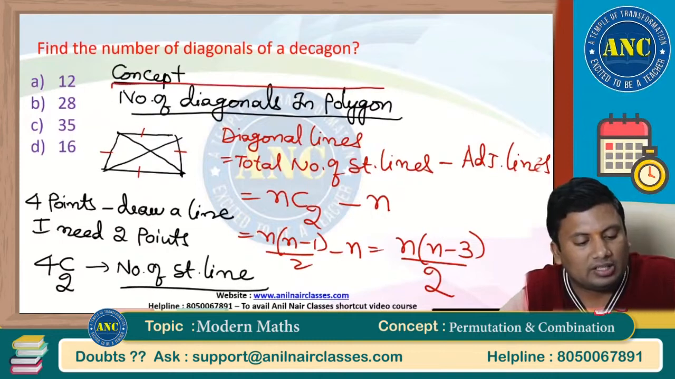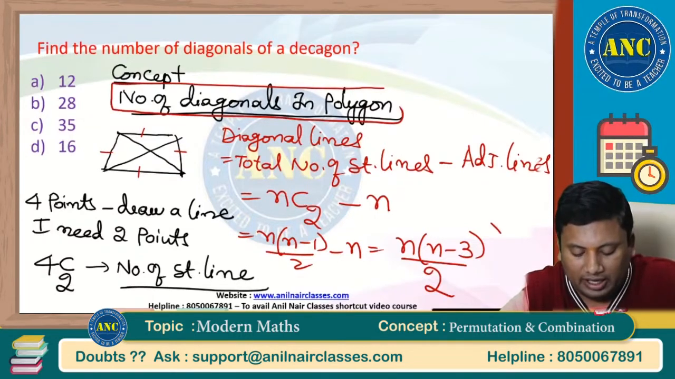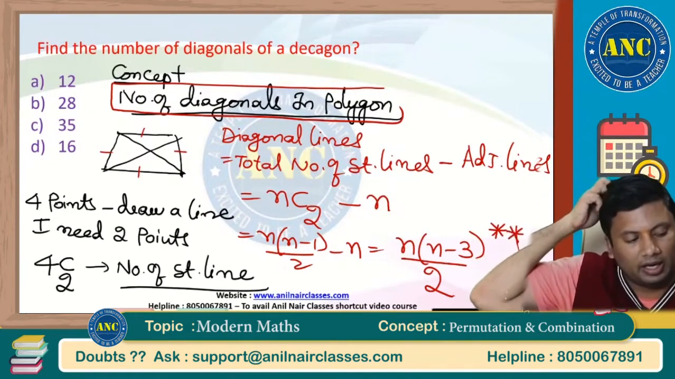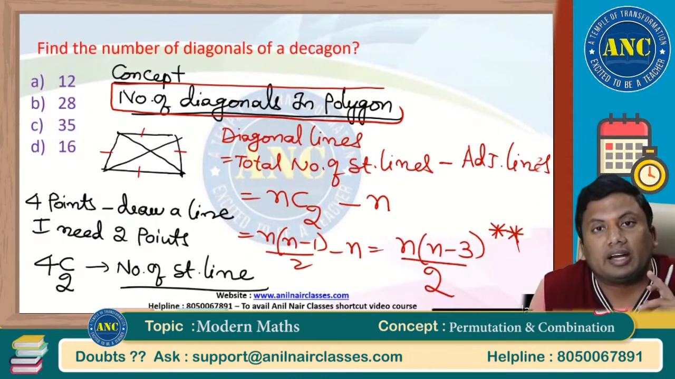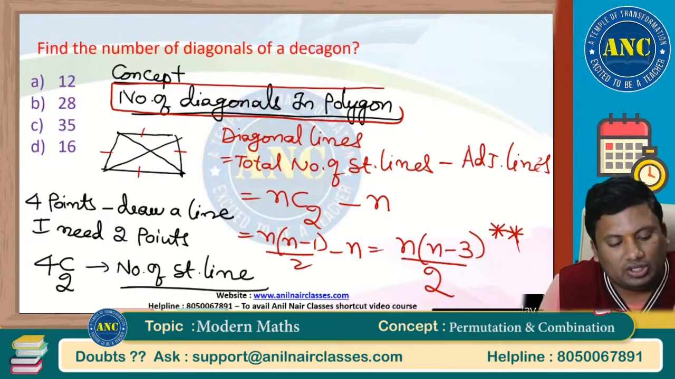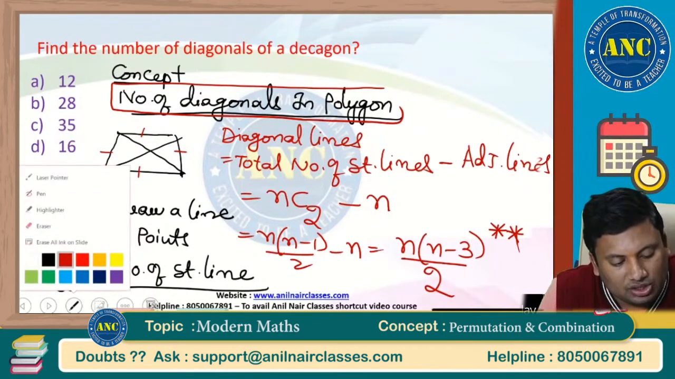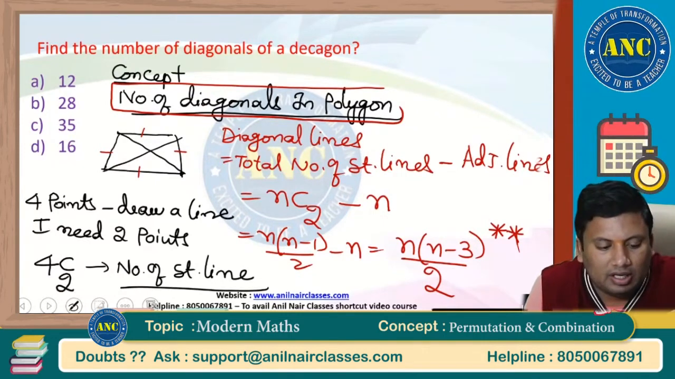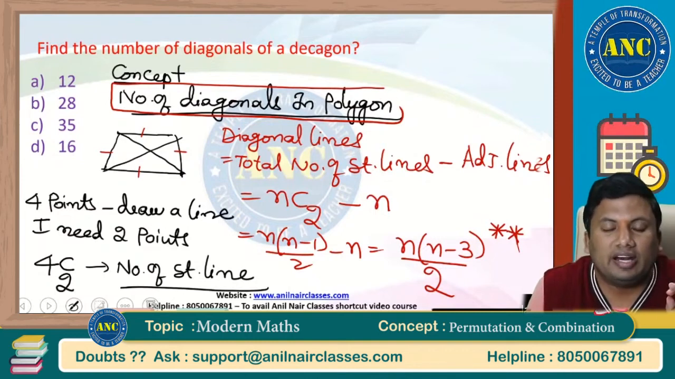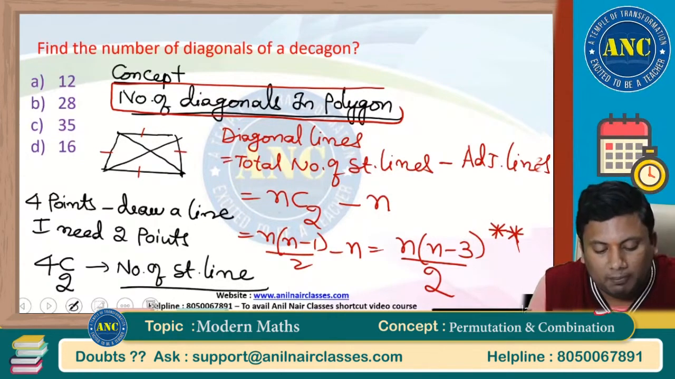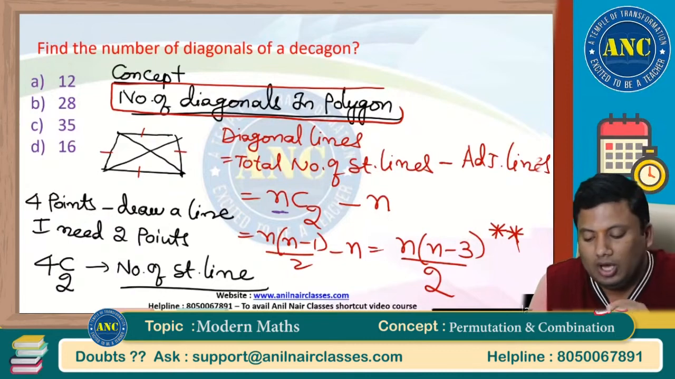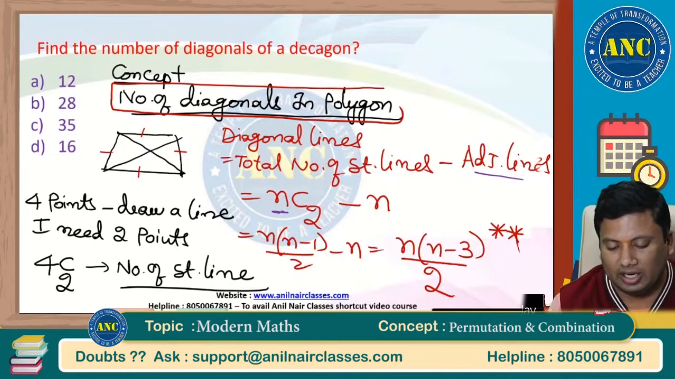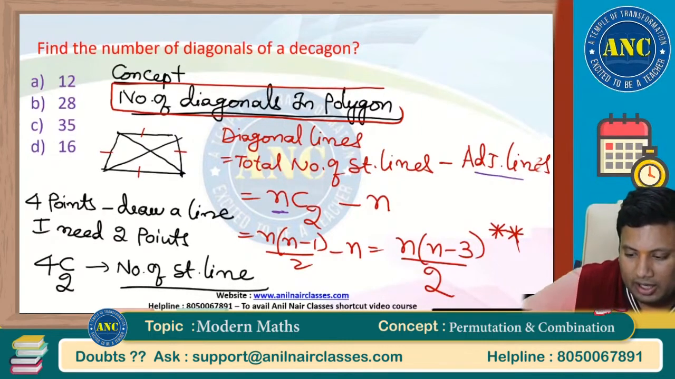Number of diagonals in a polygon is given by the notation n into n minus 3 by 2. From where did we get this? From n points, to draw a straight line I require 2 points. Number of straight lines will be nC2, out of which adjacent lines will be n. nC2 minus n. Answer is n into n minus 3 by 2.